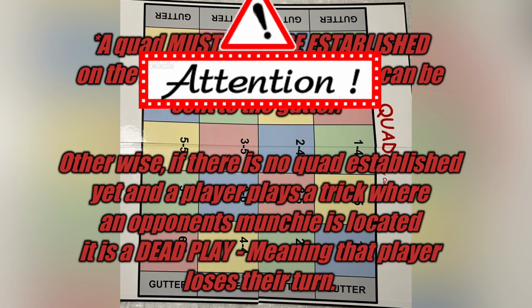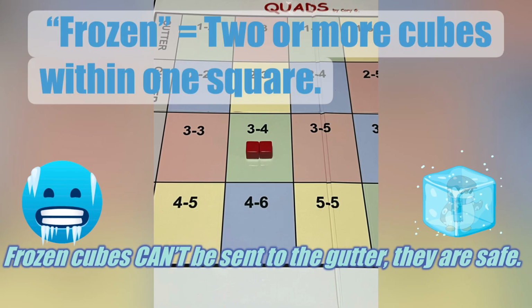It's important to understand that a quad must first be established on the game board before a munchie can be sent to the gutter. If a trick is played where an opponent's munchie is located, but there is not a quad established on the game board yet, it would be considered a dead play. The cube would remain on the square, and that player would lose their turn.